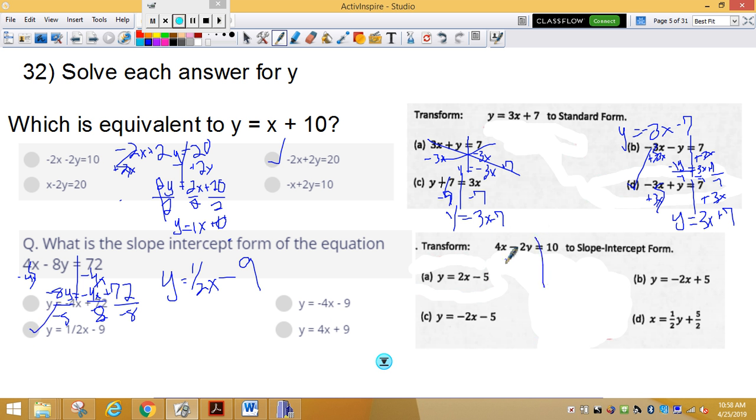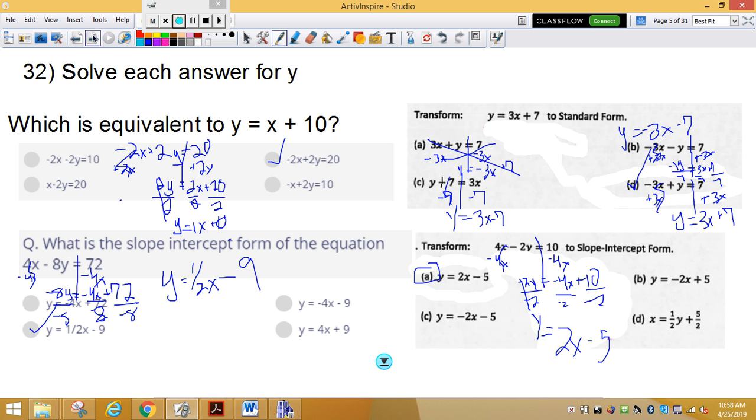Same thing here. Move my 4x. The opposite of a positive is a negative. So bring down your negative 2y and your negative 4x and a positive 10. Divide everything by negative 2. Negative 4 divided by negative 2 is positive 2, and 10 divided by negative 2 is negative 5. So 2x minus 5 is A. So A would be right.